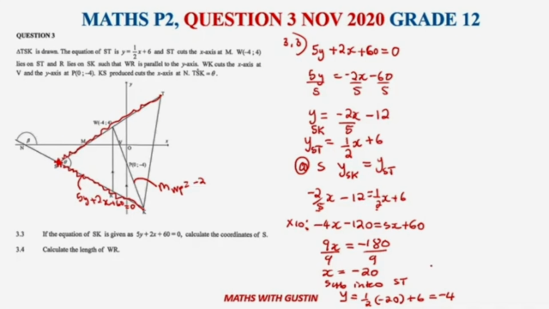Great stuff, guys. So now once you have that, you can tell the examiner that therefore the coordinates of K are (-20, -4). Great stuff, which makes sense because x is negative here on this quadrant, and y is also negative on that quadrant as well. All right, great stuff. So now with that, let's move right along.